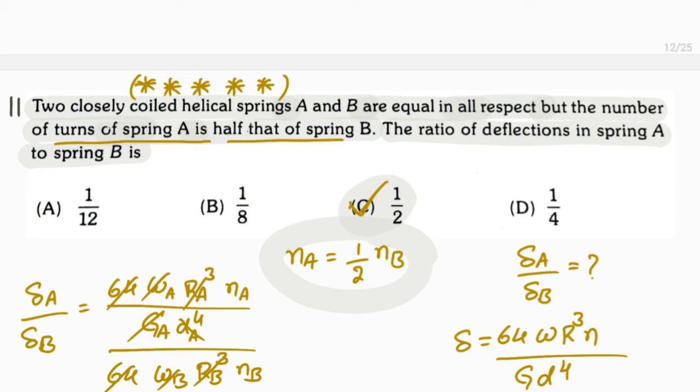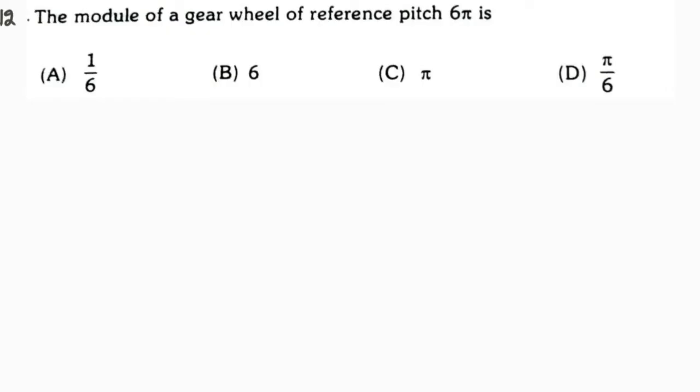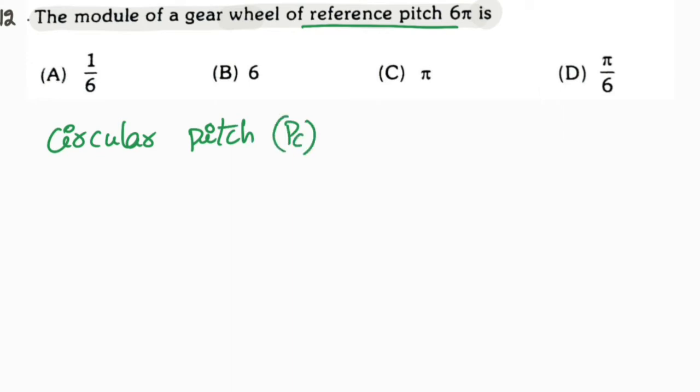Shall we take another problem? Yes. Look at the 12th problem. The module of a gear wheel of reference pitch is 6 pi, it is given like this. Here reference pitch means not pitch circle, but circular pitch. Better to pronounce perfectly. Circular pitch. Should be very careful. Circular pitch PC equal to pi d by t.